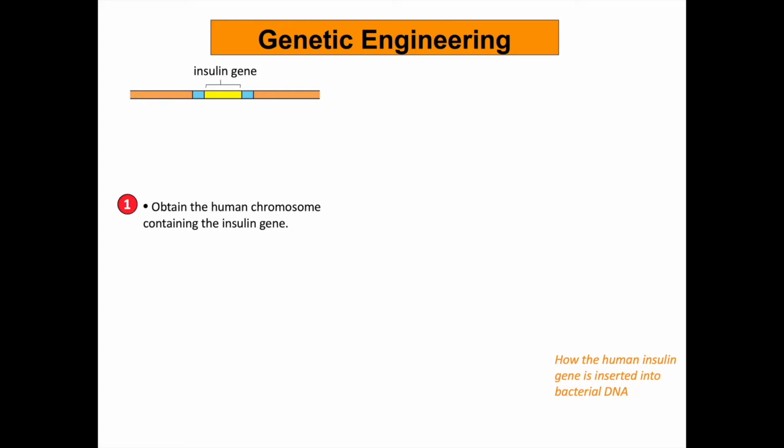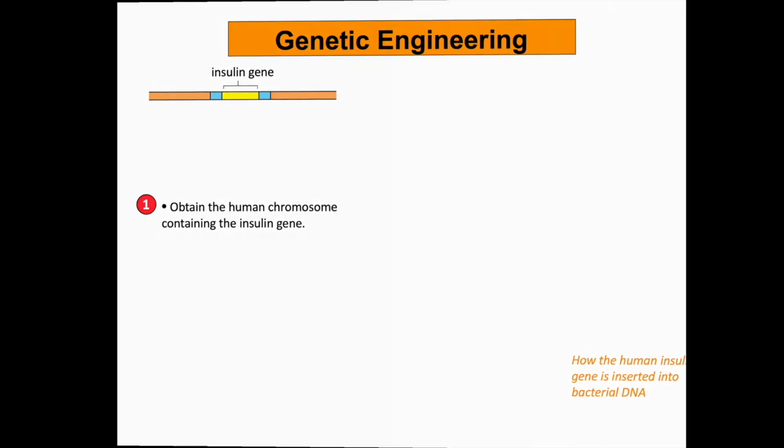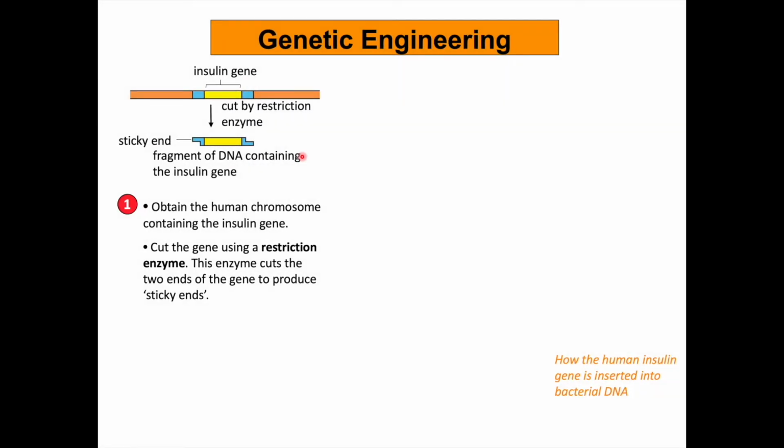The first step is to obtain the human chromosome containing the insulin gene. You will notice in here, this is the insulin gene, which is a part of the pancreas, because the pancreas is the one which creates insulin. So the pancreatic nucleus has this insulin gene inside the nucleus, of course.